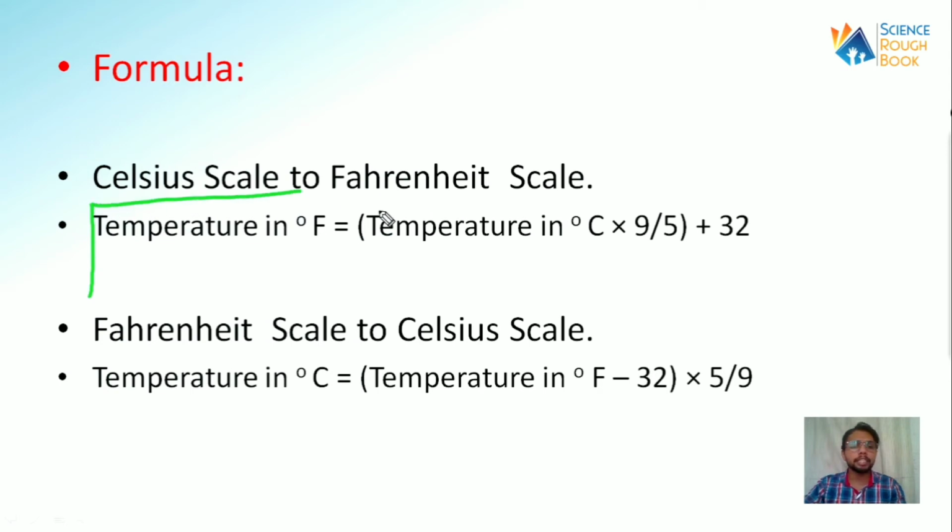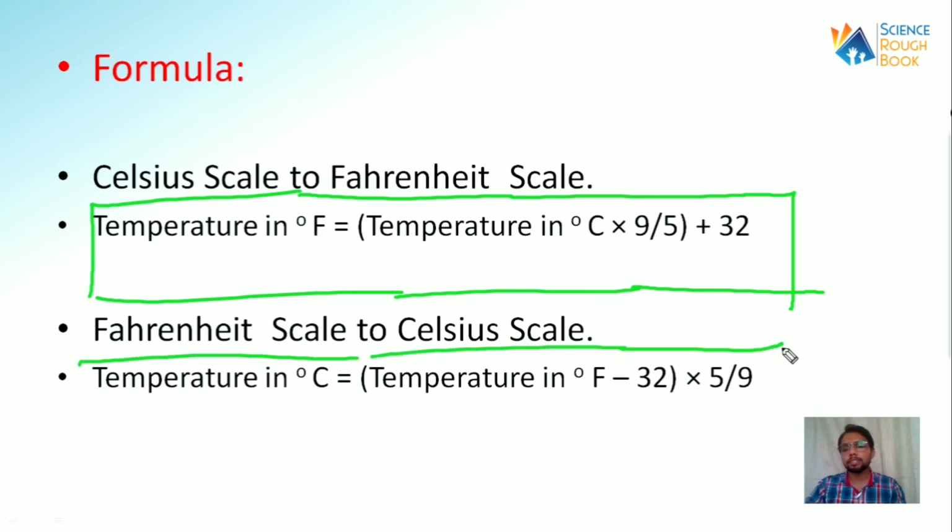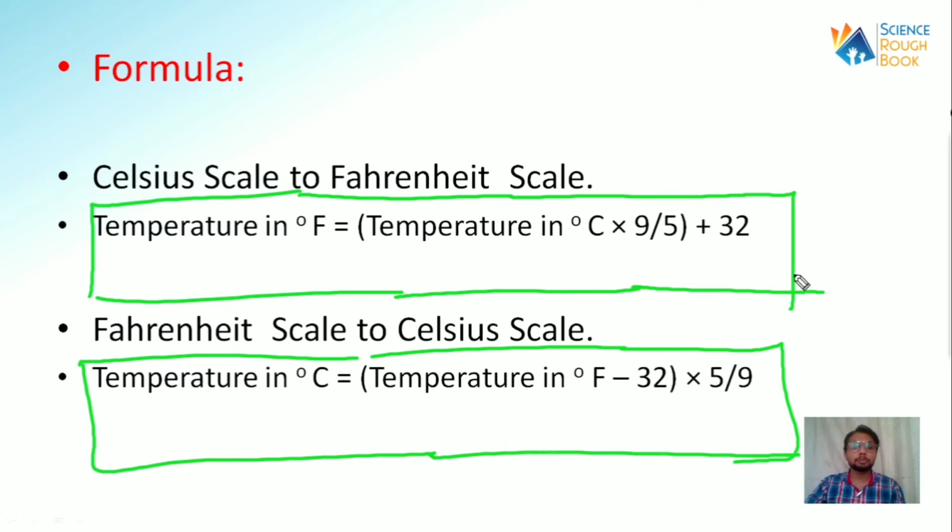Temperature in degree Fahrenheit is equal to temperature in degree Celsius into 9 by 5 plus 32, and same with the Fahrenheit scale to Celsius scale, temperature in degree Celsius. The first thing you have to understand is that whenever the temperature is being asked, here I wanted to convert the temperature to Celsius scale, then the formula starts from Celsius scale only.